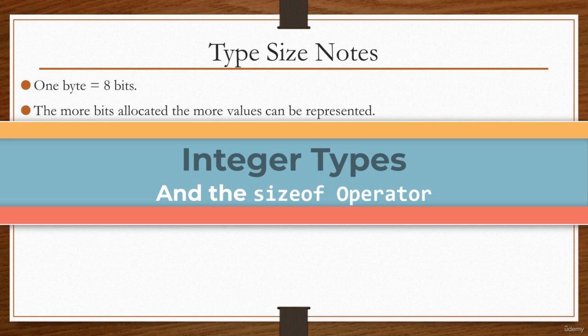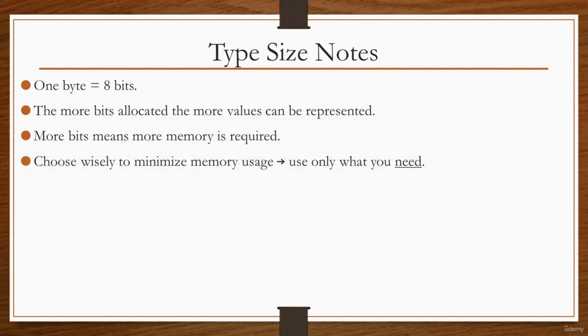So a few notes here. 1 byte is equal to 8 bits. Now, the more bits allocated, the more values can be represented. This also means that more bits will require more memory, because again, it's taking up more bits out of the available memory. So this means you have to choose the type, the int type, for example, and we'll get to some of the other types in upcoming lessons, but we have to choose wisely to minimize memory usage.